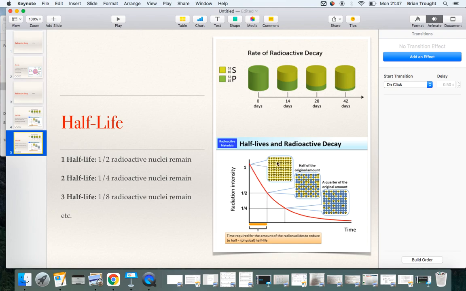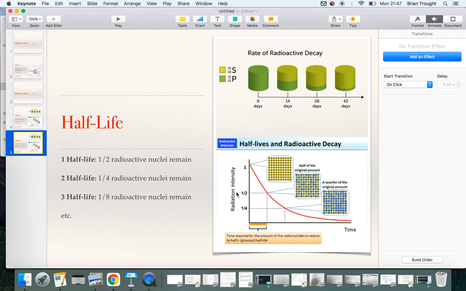So if 100% of the sample was radioactive at the start, after one half-life, there'd only be half of the original amount still radioactive. So after one half-life, if we went up to the graph, we'd have half there. So that height, half of that, is 50%. That's half the original amount that's radioactive, and the time taken for that to occur is the half-life.